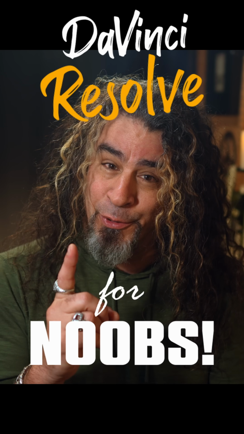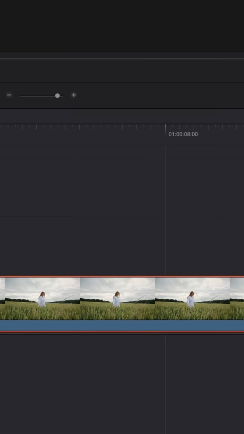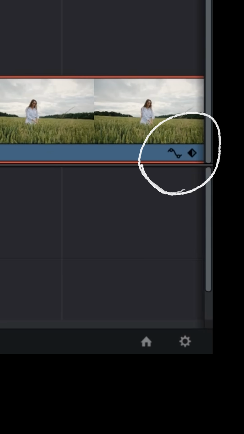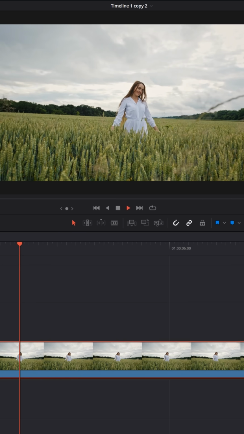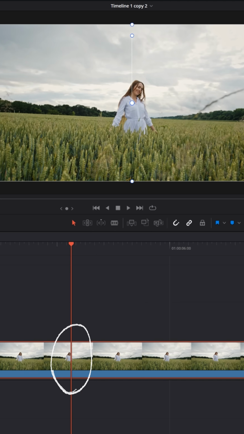DaVinci Resolve for noobs. A lot of people have asked me, hey Daniel, what are those two markers on the lower right side of all of my clips in my timeline? Well, we've talked about how you can add keyframes. Let's say we were looking at this piece of footage and right here we decided, hey, let's zoom in.